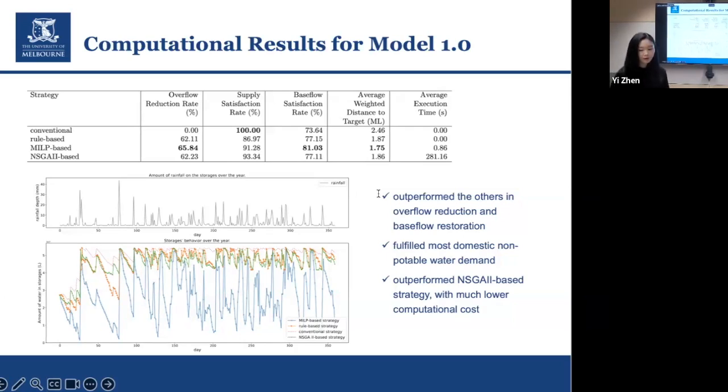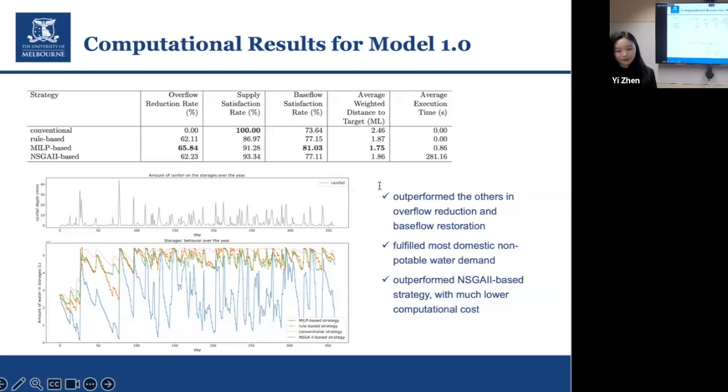And when we plot the storage levels of different strategies and the rainfall over the year, we can see that our MIP-based strategy, as denoted by the blue line here, managed to release much more water from the large storages before heavy or continuous rainfall to create enough room in the storages before the storm hits, to reduce overflow and also high streamflow. Do you want to clarify what conventional means? No release. Yeah, do nothing. And also our MIP-based strategy managed to release more water during the dry period when there's little rainfall and the streamflow is below the target flow interval.